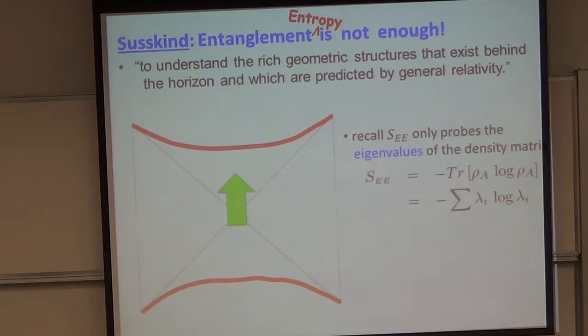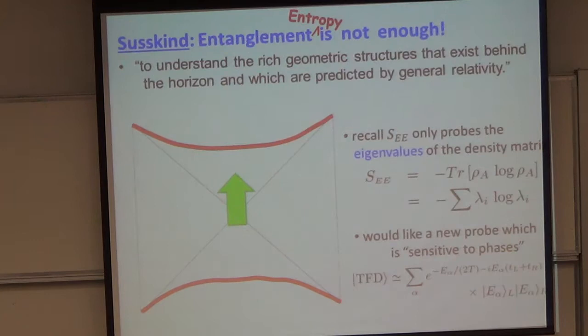I just want to remind you that the entanglement entropy and the Rényi entropies are a set of probes that are sensitive to the eigenvalues of our density matrix. Remember, I wrote this formula, but the way I was supposed to interpret it was as this sum over eigenvalues. There's a lot more structure than the eigenvalues in the density matrix. And so what we really want is some kind of probe that's sensitive to that extra structure.